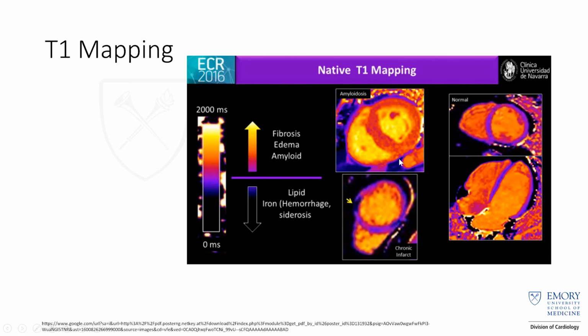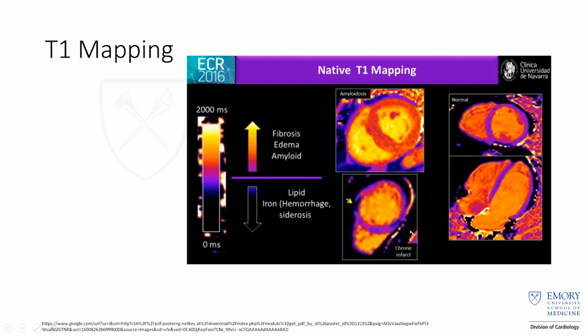Something like amyloid has a lot of fibrosis and extracellular volume, so you'd expect your T1 time to be abnormal. You see here how it's much brighter, diffusely throughout. If you went through and sampled this, you'd see that you have a really high T1 time. So this is helpful in cardiac amyloid. We'll talk about it in other diseases as well.